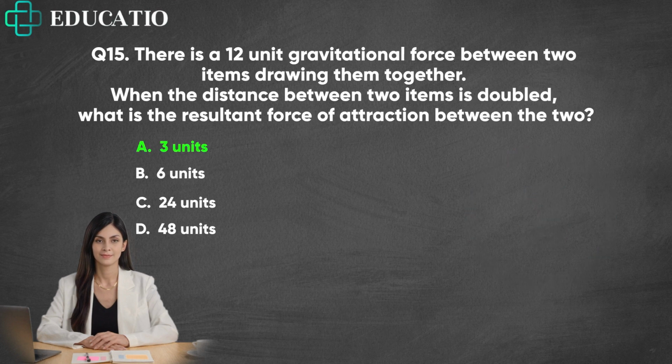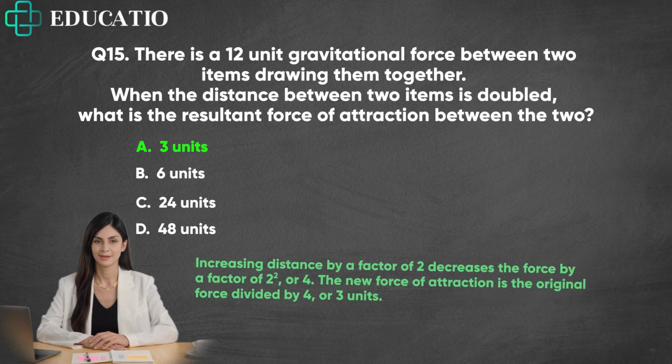Answer: A. Explanation: increasing distance by a factor of 2 decreases the force by a factor of 2 squared, or 4. The new force of attraction is the original force divided by 4, or 3 units.